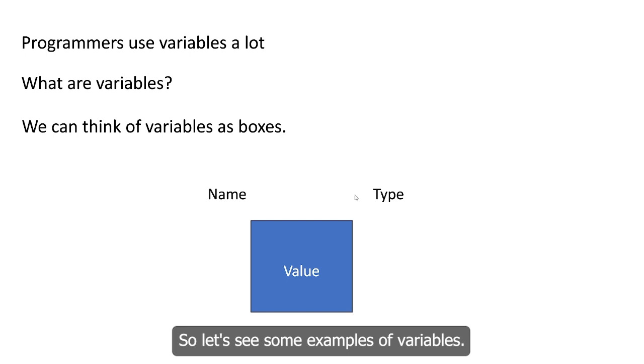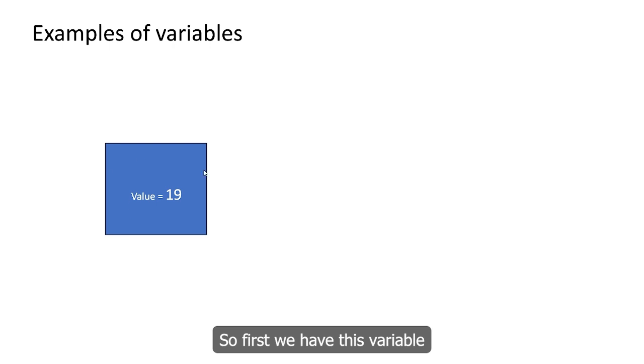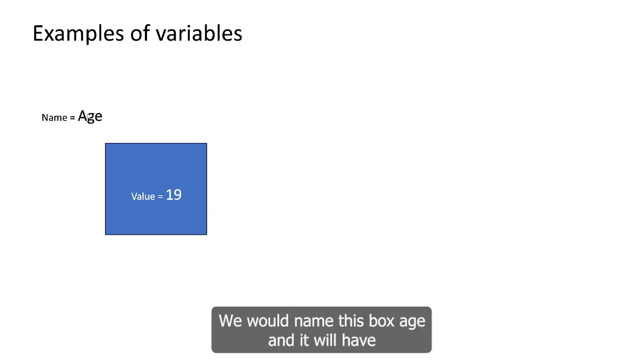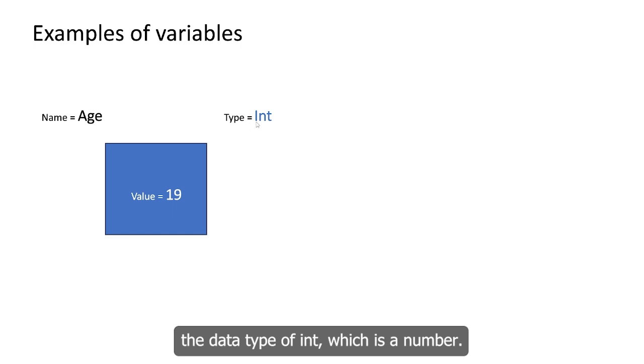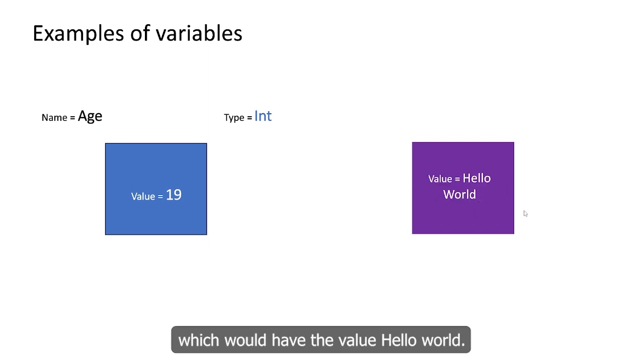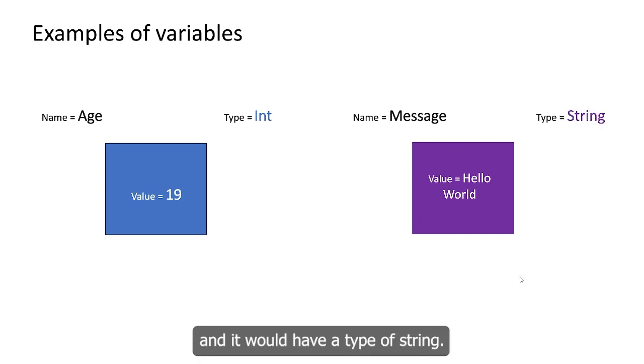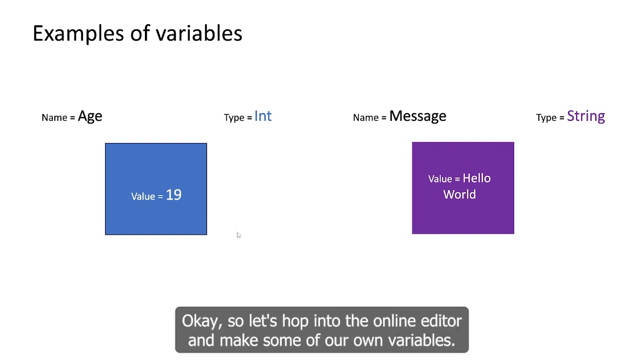So let's see some examples of variables. First we will have this variable, which would have a value of 19. We will name this box age, and it will have the data type of int, which is a number. Again, we will have another variable which would have the value hello world. We would name this variable message, and it would have the type of string. Okay, so let's hop into the online editor and make some of our own variables.